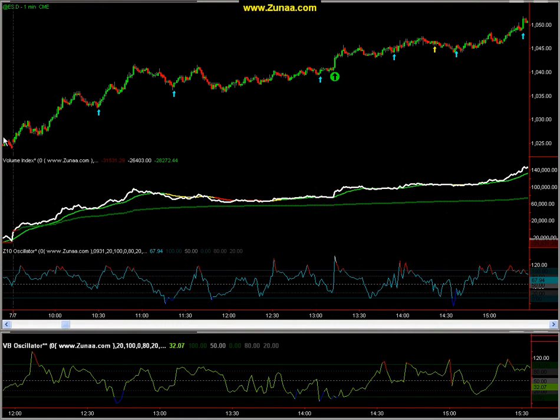Hello everyone. Let's look at this volume index and Z10 oscillator, and we also have VB oscillator at the bottom here. The goal of this indicator pack is for traders that want to start trading and want to use several solid or reliable indicators to help them with their trading, to help them with trend analysis, to help them with entry or timing a trade.